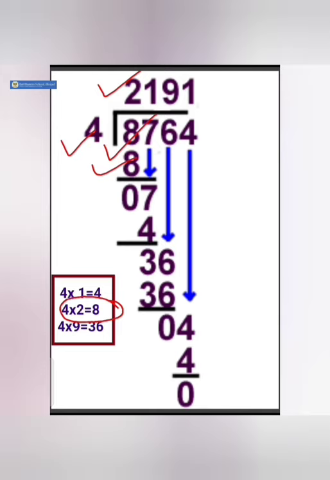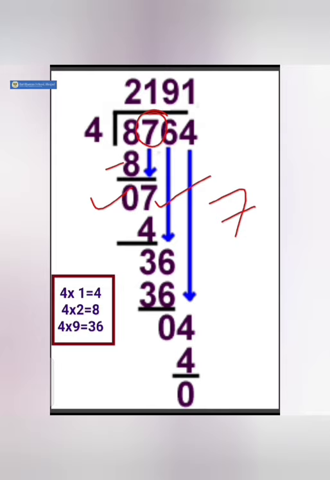8 minus 8 would be a 0. Now we are going to bring down the next number, which is 7 here. Bring it down. Now read the table of 4 until you get exactly 7. If not, then any number which is very close to 7, also smaller than 7. So 4 1 times are 4. So taking that, we will take away 4 from 7. The new number formed is 3.